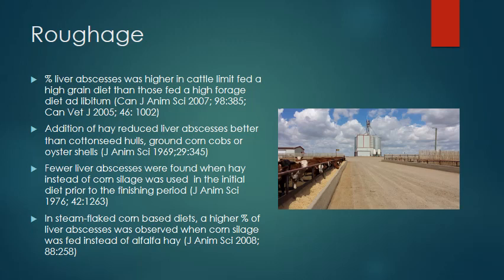In one study in Canada, it showed that the percent of liver abscesses was higher in cattle that were limit-fed a high-grain diet than those on a higher roughage diet. Addition of hay in another study did reduce the incidence of liver abscesses better than cottonseed hulls, ground corn cobs, or oyster shells. That's a very old study, and these products are not typically fed in Canada. Another study found there were fewer liver abscesses when hay instead of corn silage was used in the initial diet prior to the finishing period. And then in another study in steam-flaked corn-based diets, which are more typically fed in the U.S., a higher percentage of liver abscesses were observed when corn silage was fed instead of alfalfa hay.